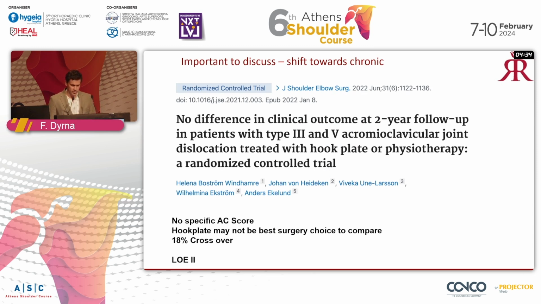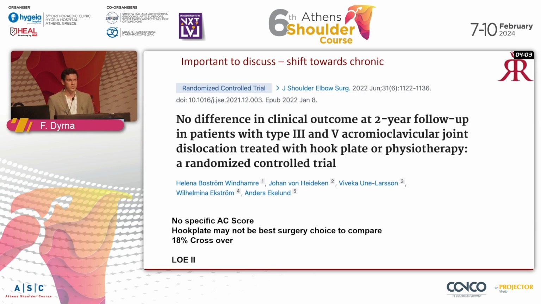that got recently published. So first of all, this is one of the biggest ones with a level 2 study, type 3 and type 5 non-operative versus hook plate surgery. They found that there's no difference in functional outcome between the two groups. However, when we discuss studies like this, we also have to go into the details. They do not look for specific AC joint scores. The hook plate may not be the first choice treatment in our hands anymore.